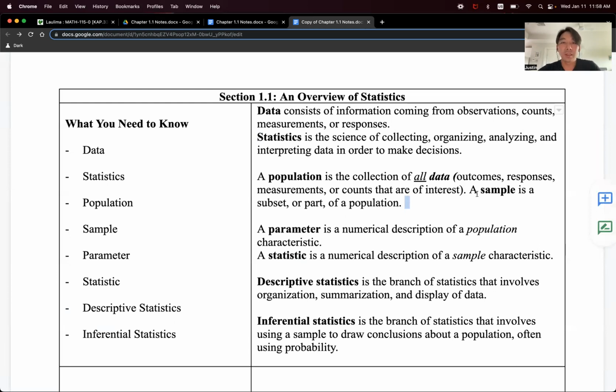Whereas a sample is related to population in that a sample is a subset or a part of a population. So it's not all of the data, it's a subset of the data. So it's only some of it. So you can write it like this, some of the data.